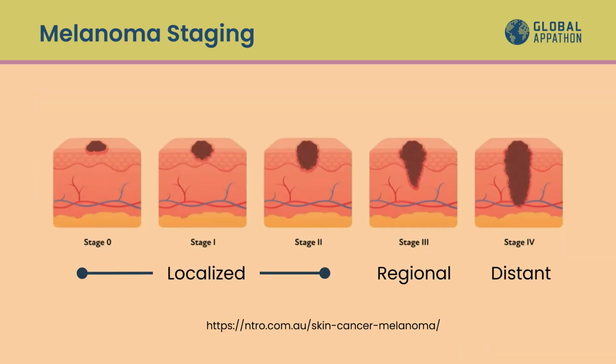So after melanoma is biopsied, then it's staged to determine how severe it is. And melanoma staging primarily involves depth, but also the presence or absence of ulceration. The deeper that melanoma has already invaded on biopsy, the more likely it is that the melanoma has spread to other parts of the body. So stages 0 through 2 are localized, stage 3 has spread to regional lymph nodes, and stage 4 has spread to distant areas.